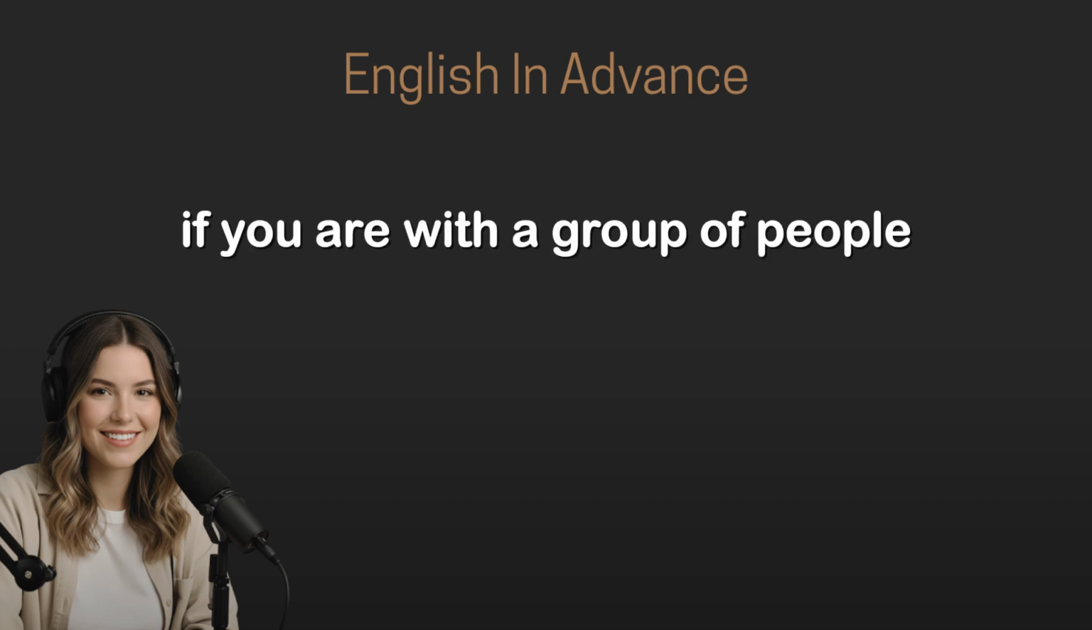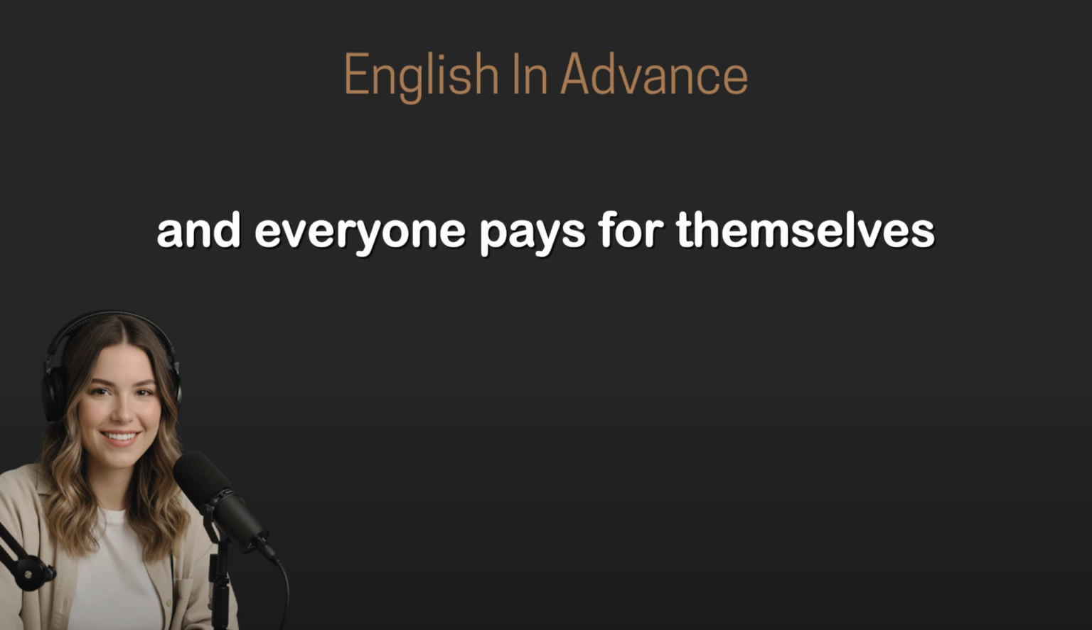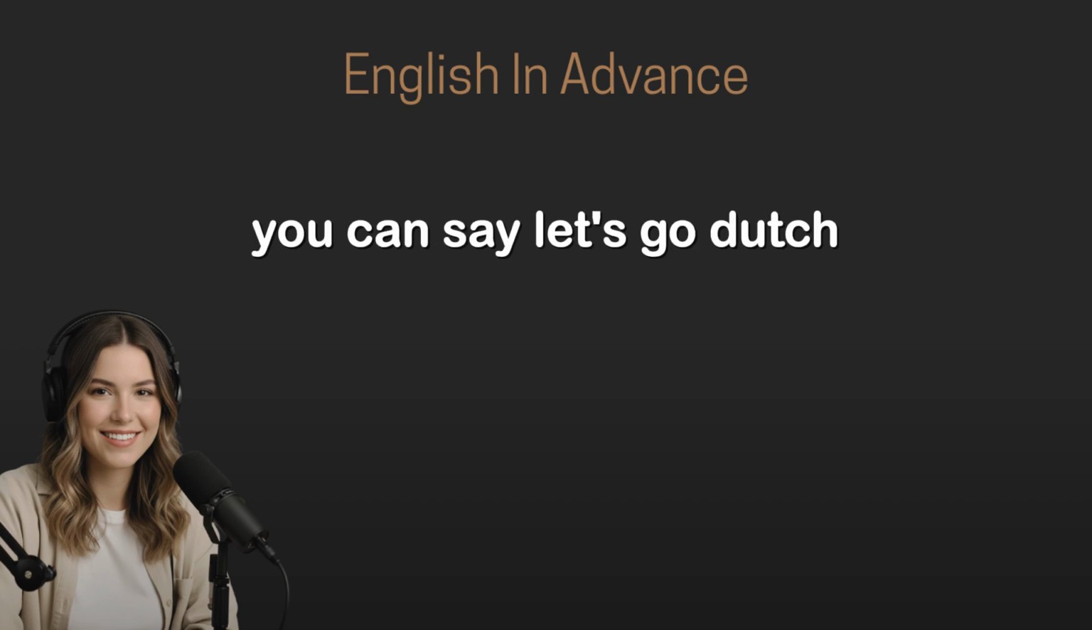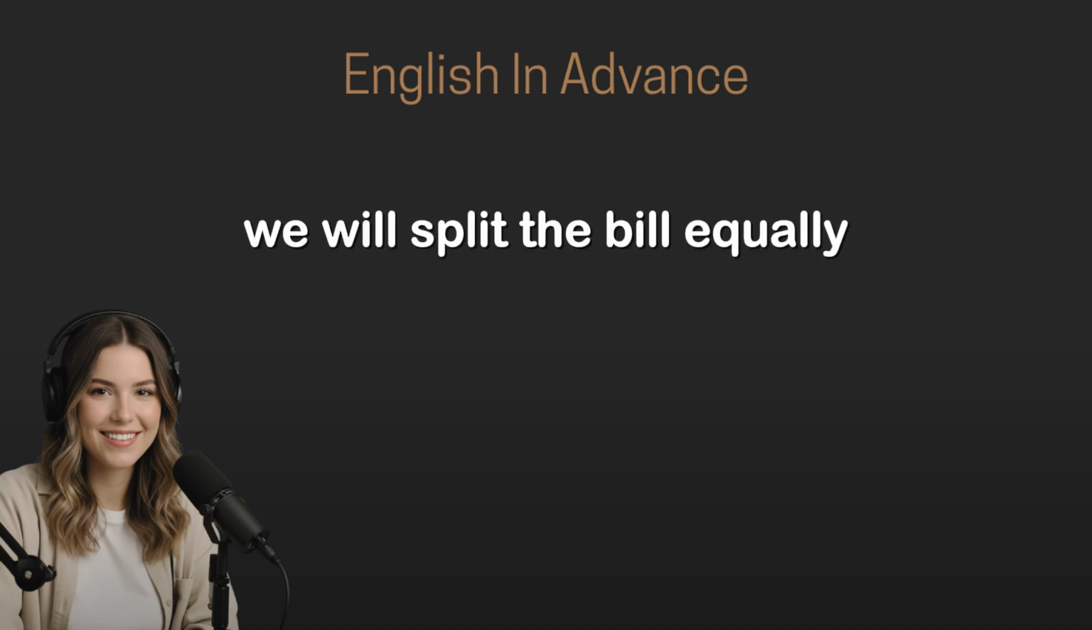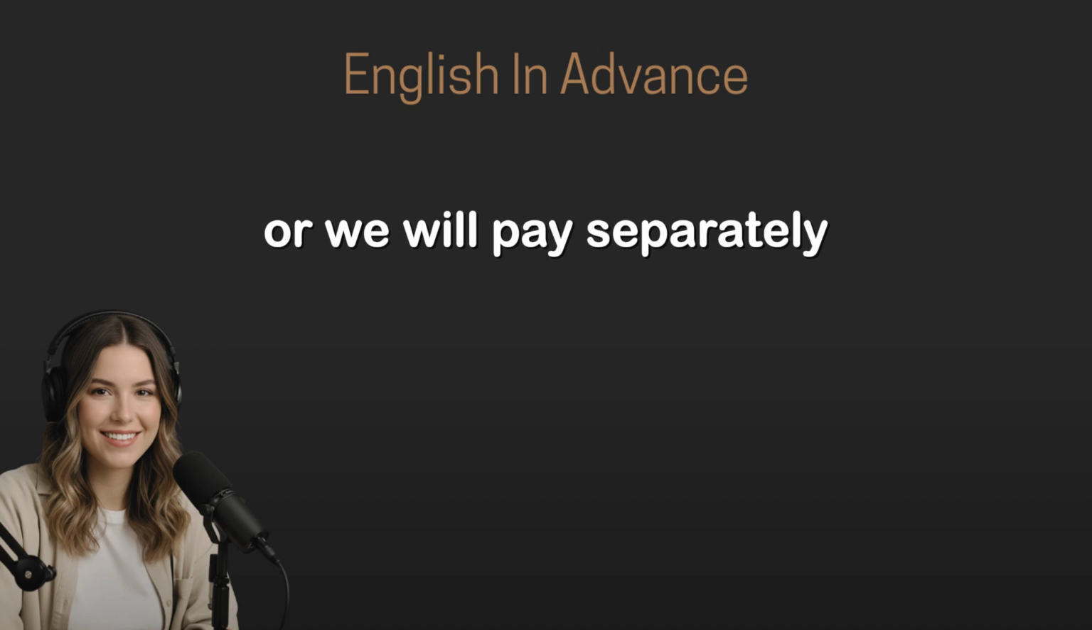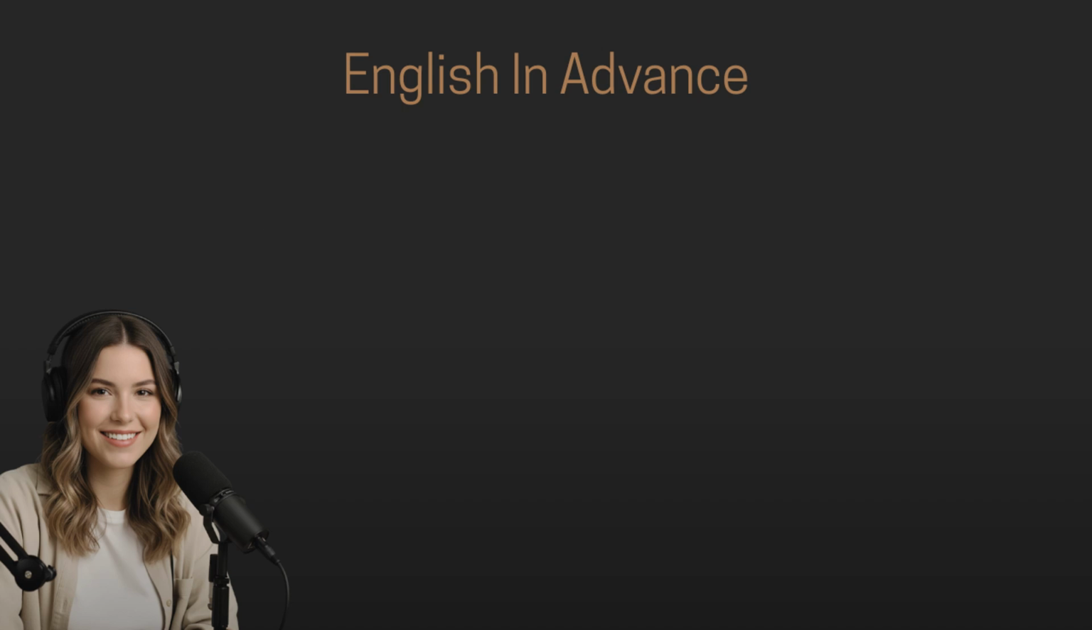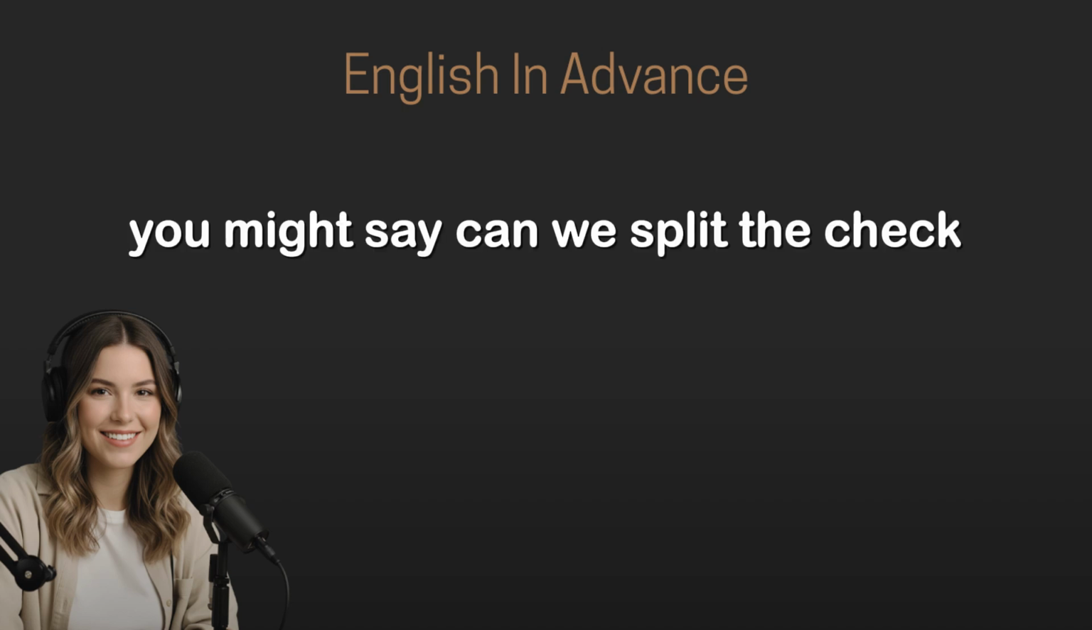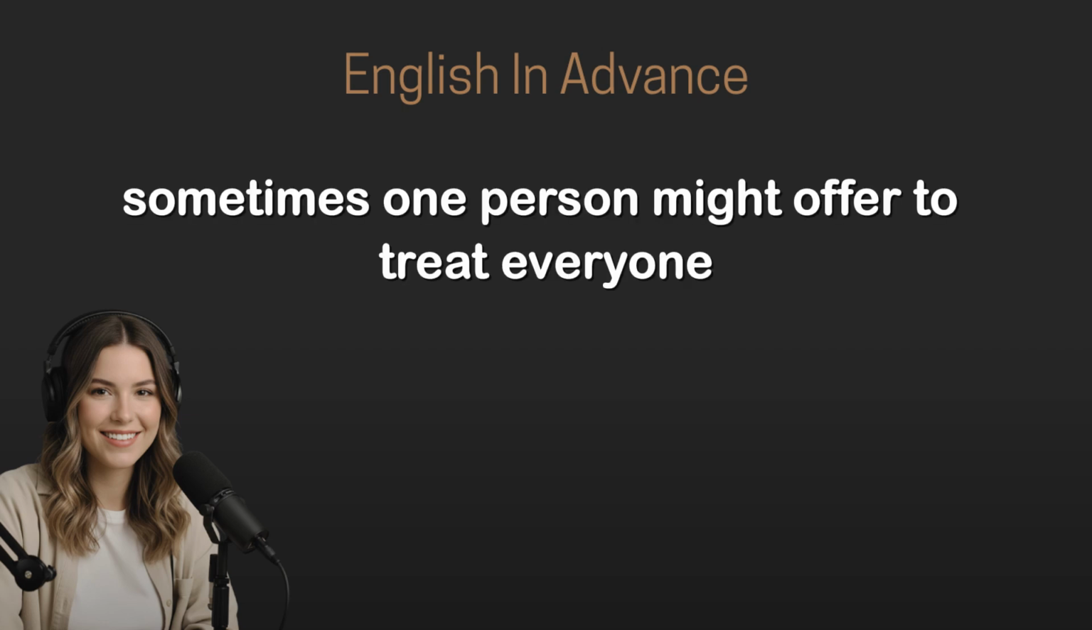If you are with a group of people and everyone pays for themselves, you can say, let's go Dutch. This is an idiom that means we will split the bill equally, or we will pay separately. You might say, can we split the check? Or separate checks, please. Sometimes one person might offer to treat everyone.